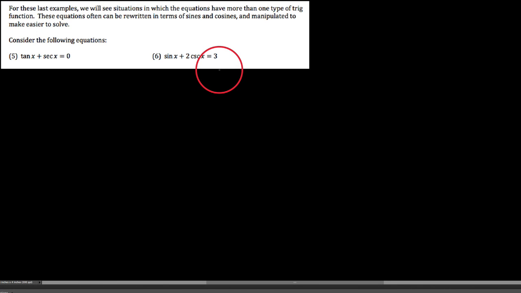Okay, YouTube, in this video we're going to be exploring further how to solve trigonometric equations, but specifically those that have different types of trig functions in them and that make it a little bit more difficult to isolate what it is that we're looking for here. So for example, on number 5 here, we have tangent of x plus secant of x is equal to 0. This would be a situation where getting tangent by itself, it's really in terms of secant and secant's in terms of tangent. It's not very helpful when you use inverse trig functions on things that aren't inverses.